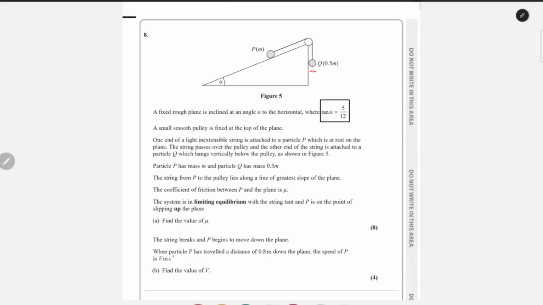So this is 5 and this is 12. So the hypotenuse is 5 squared plus 12 squared. So this will be a 5, 12, 13 triangle. So this is 13. So we can write down the value of sine alpha and cos alpha before we move on to the questions. Sine alpha is 5 by 13 and cos alpha is 12 by 13.